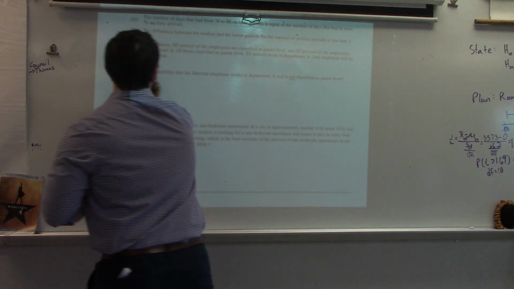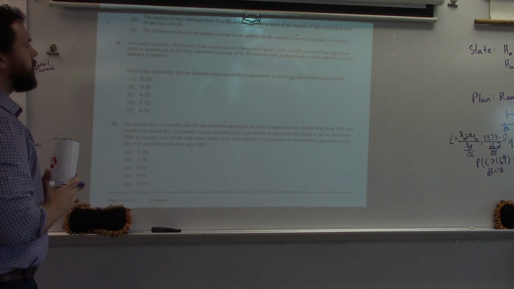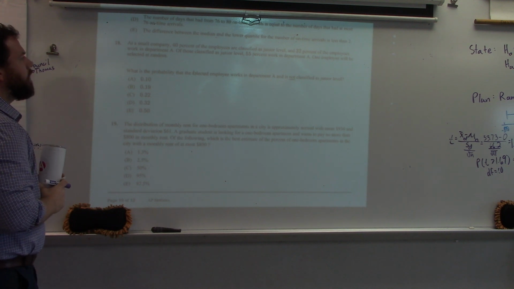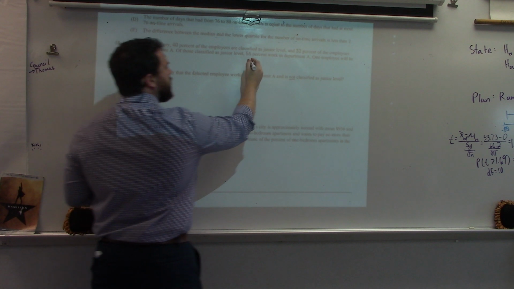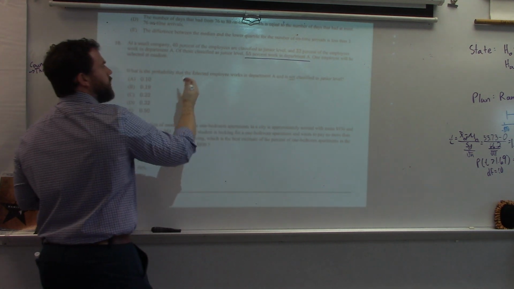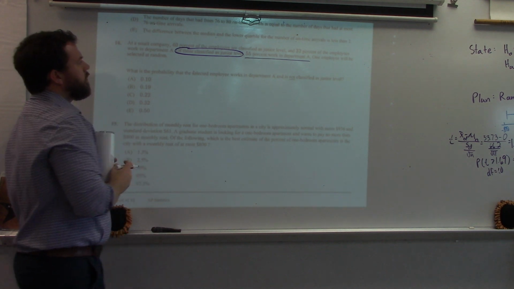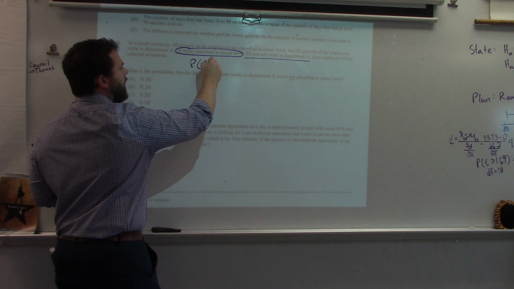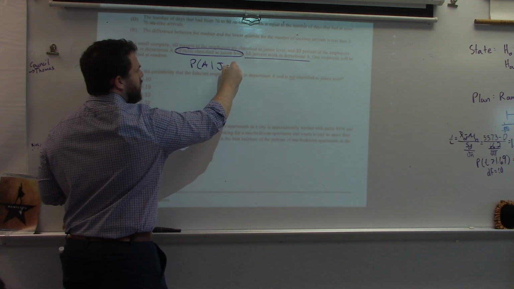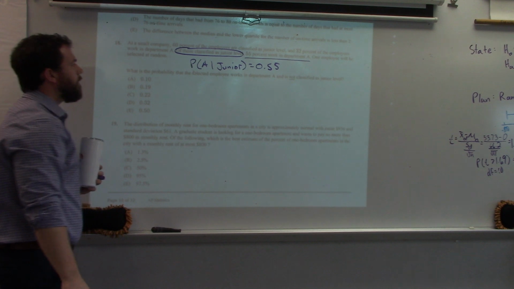So a small company, 40% were classified as junior level, 32% work in department A. Of those classified as junior level, 55% work in department A. So notice this right here is a condition, right? So probability of A given junior is equal to 0.55. That's something I would notice right away.